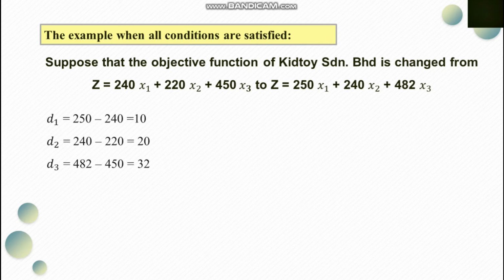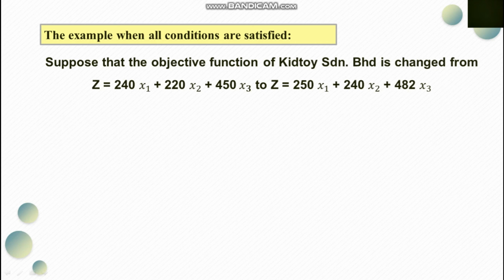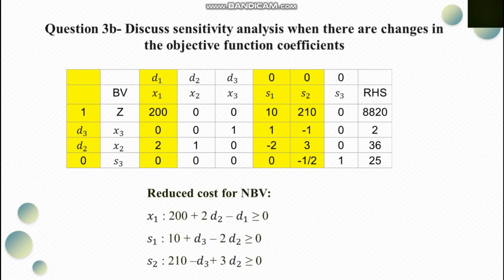For D1, we will get 10. For D2, we will get 20. And for D3, we will get 32. After that, we need to substitute the values of D1, D2 and D3 into the optimality condition for X1, S1 and S2.